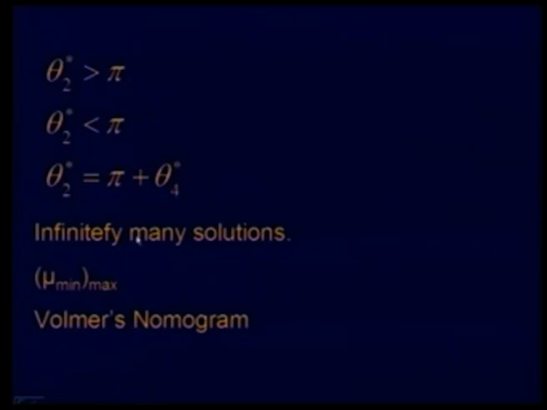In all these cases, what we have seen is that the Earl's construction gives us infinitely many solutions. The optimum solution is that for which the minimum transmission angle mu min is maximized, and that design, which is parameterized by the angle beta in all our figures, can be obtained by using a nomogram known as Folmer's nomogram, which we have not discussed in this course. This brings us to the end of the graphical method of kinematic synthesis of planar linkages. In our next lecture, we shall start the discussion on analytical method of kinematic synthesis of planar linkages.